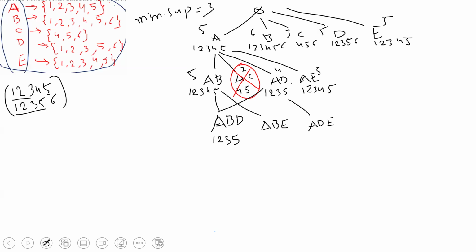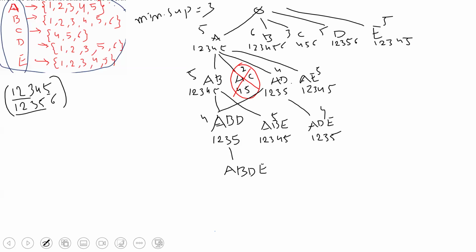And what about ABE? AB and AE is ABE. So that becomes 1, 2, 3, 4, 5. And what about ADE? It is 1, 2, 3, 5. So the support of everything is 4 or more. Now we extend further. ABD and ABE becomes ABDE. So AD is also part of ABD and ADE.